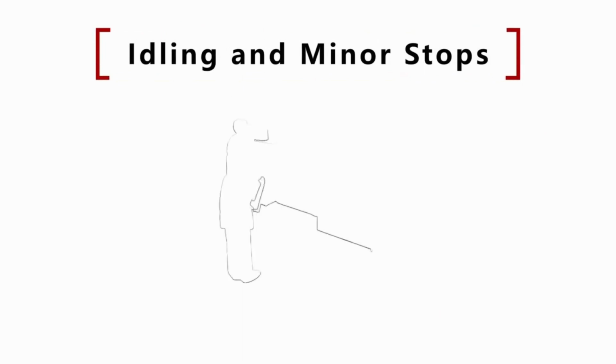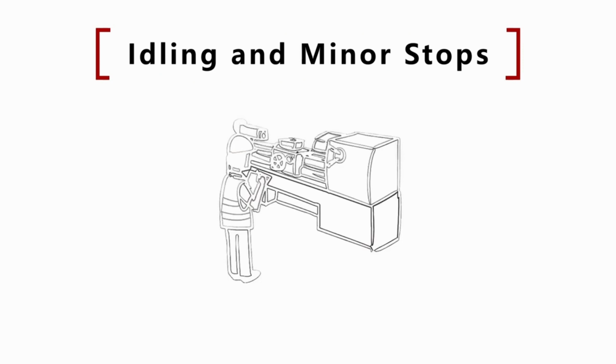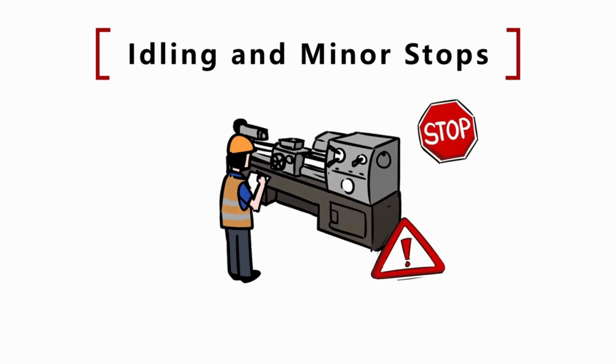Idling and minor stops. When the pieces stop on a chute of an automatic machine, the operator solves it by himself and does not call for maintenance. This is a classic example of a minor stop. The sum of these minor stops, perhaps on several machines, can lead to a large loss of production capacity at the end of the shift.